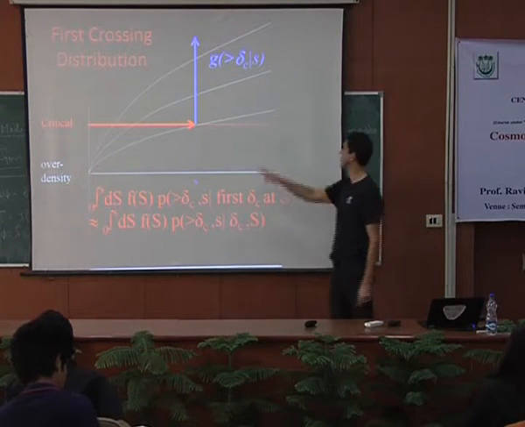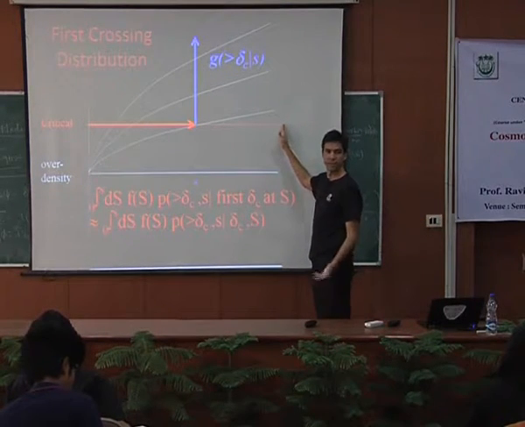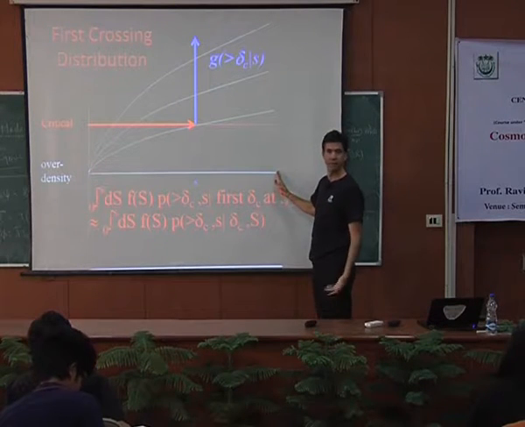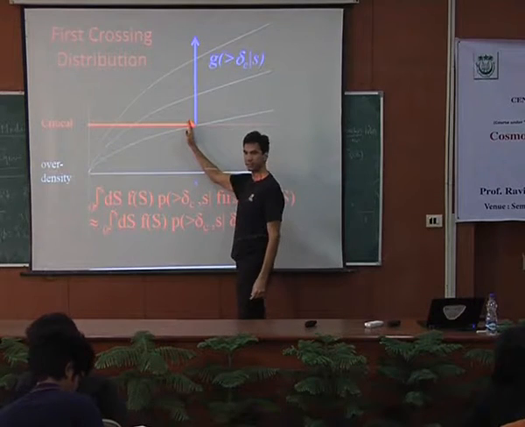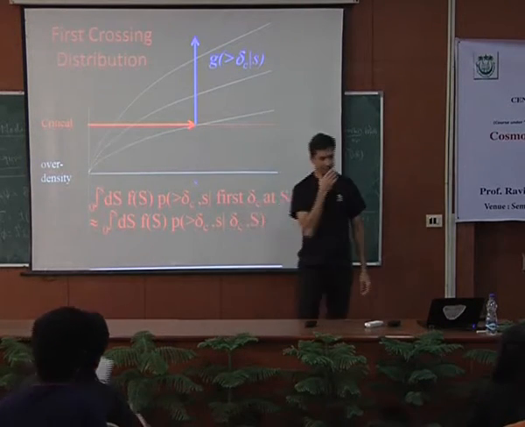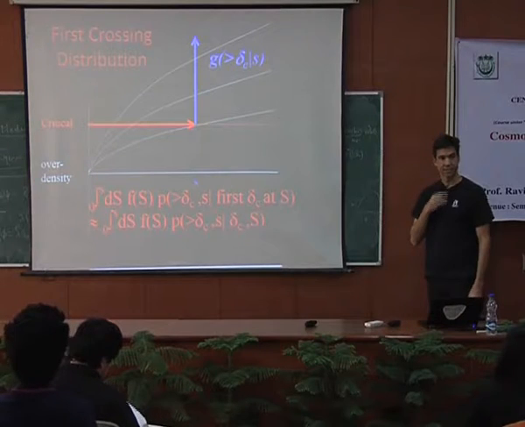Because the fraction of walks that cross here, we will say, is the fraction of mass that is in objects of this variance, so this mass, compared to here. Okay? So now how can we calculate this?